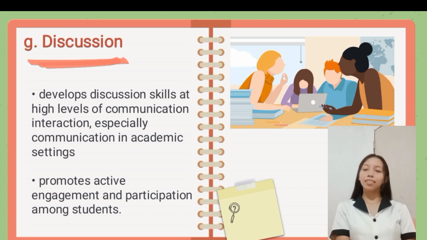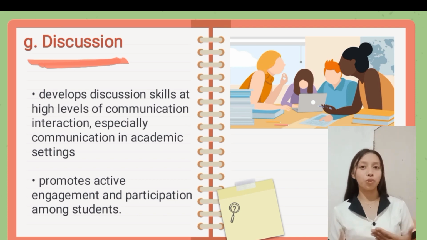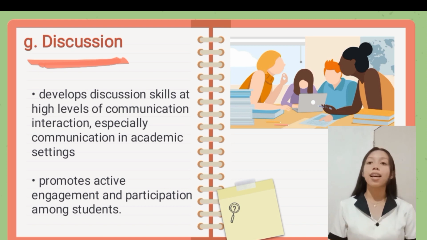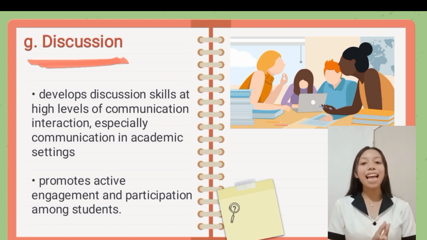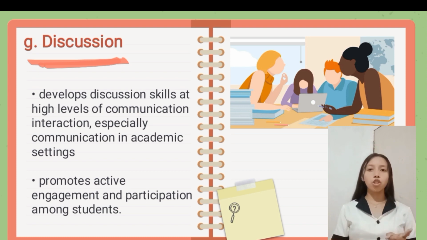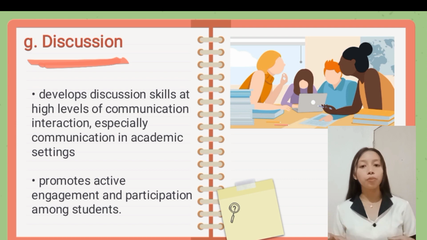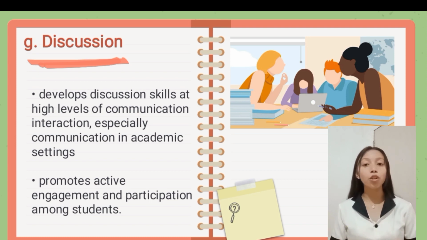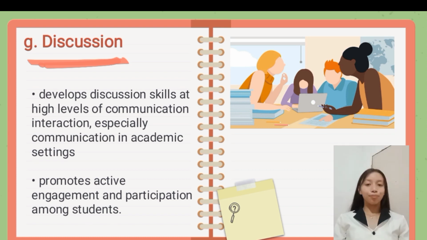The next is discussion. Discussion develops your discussion skills at high levels of communicative interactions, especially communication in academic settings. So, discussion is a very familiar strategy that involves the participation of each member. Just like when a teacher provides a topic and in a group, you would share your ideas and your perspectives, and that is through discussing.